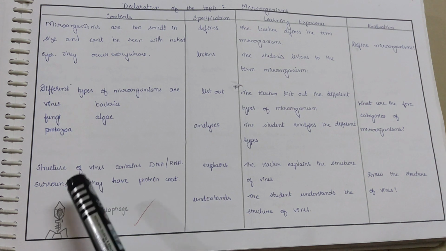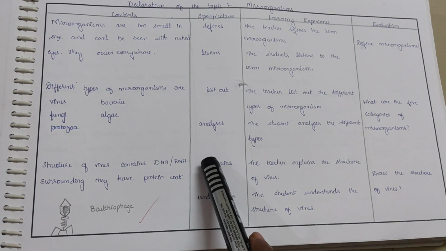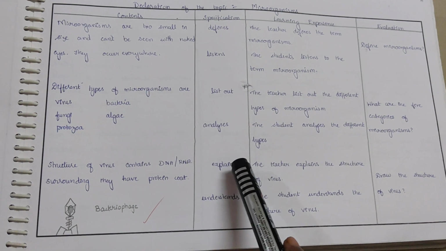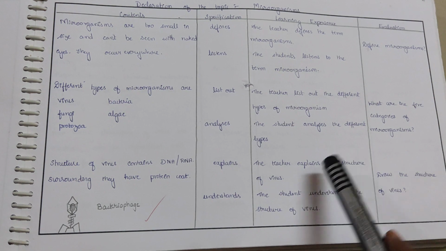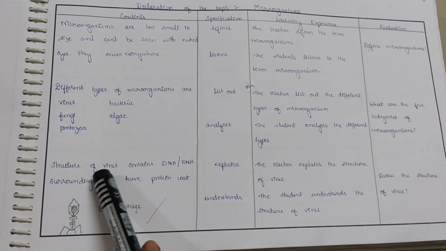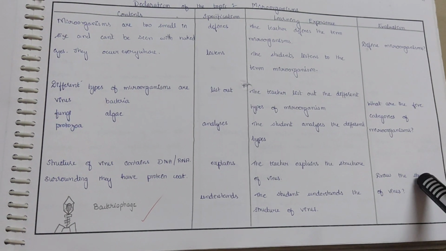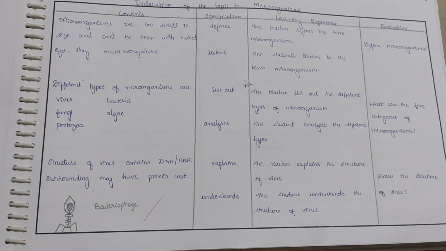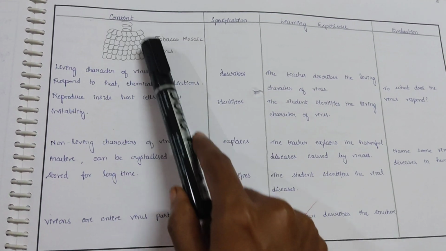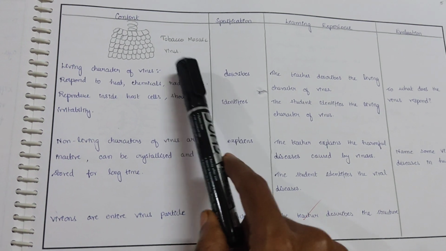Next I am going to explain the structure of virus. Contains DNA or RNA. Surrounding they have a protein coat. Here the teacher is explaining. The teacher explains the structure of virus and the student understands. Here we can just show a neat picture of bacteriophage, and the evaluation would be: draw the structure of virus. On the next page you can just draw an example of TMV, that is tobacco mosaic virus.